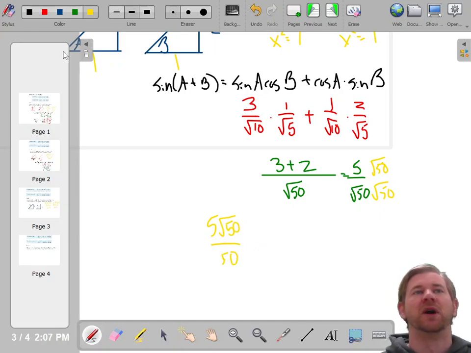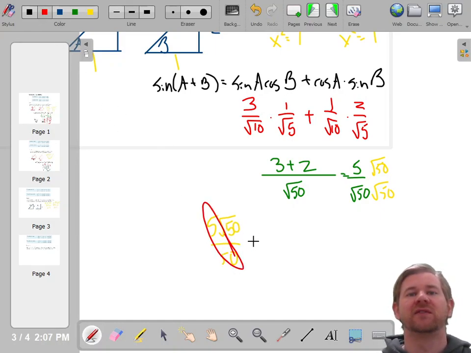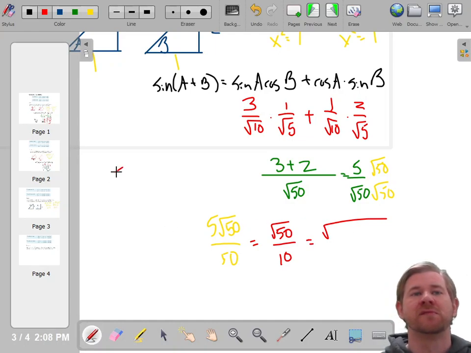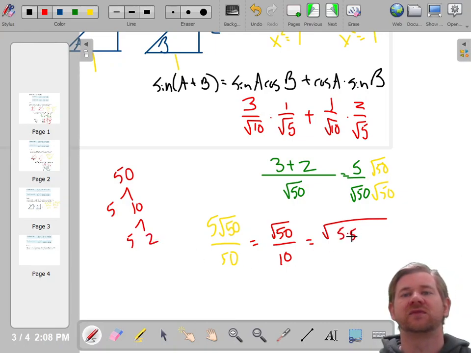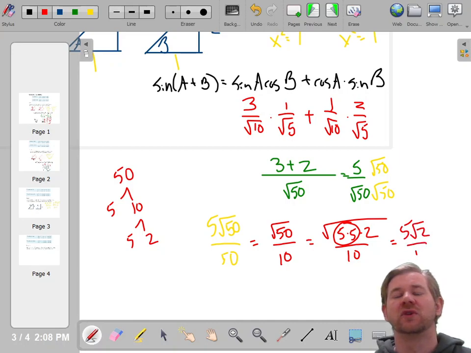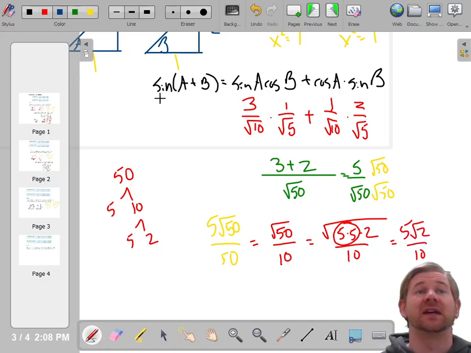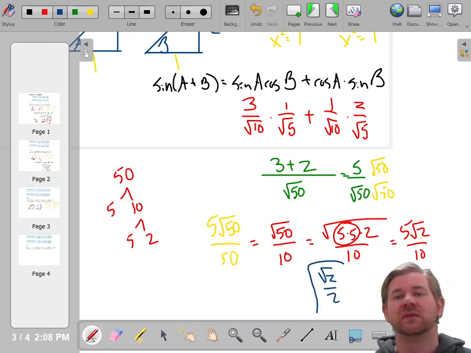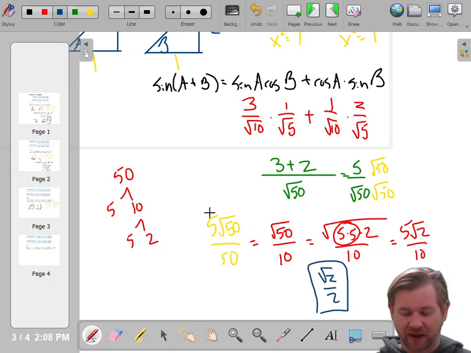50. But one thing you can do is simplify 5 over 50. That's 1 over 10. But the other thing you can do is, remember 50 is 5 times 10, which is 5 times 2. So 5 times 5 times 2 is 5 radical 2 over 10. And that actually simplifies again because 5 over 10 is 1/2. So this is radical 2. The whole thing comes out to radical 2 over 2.